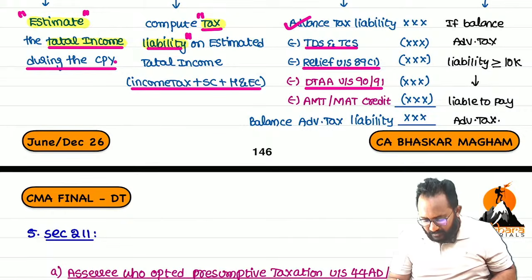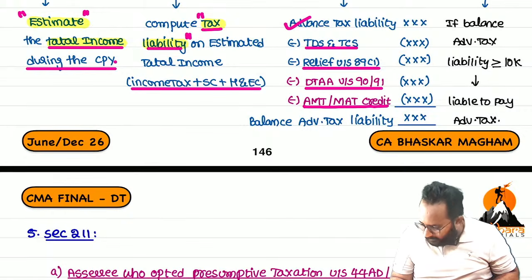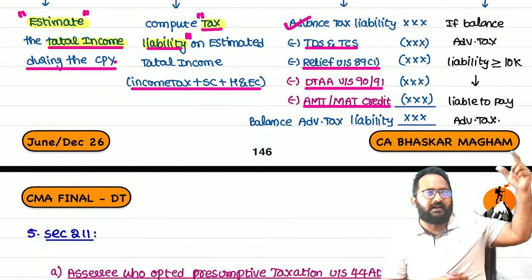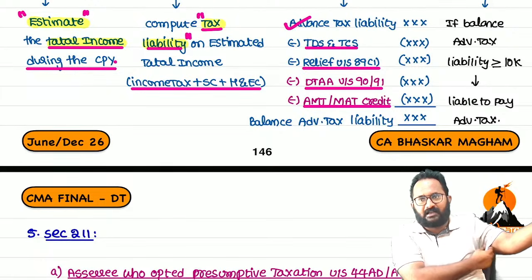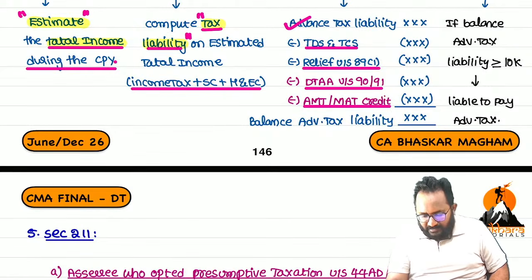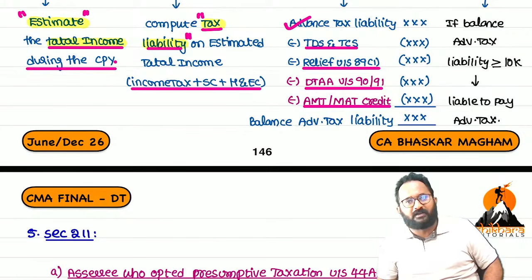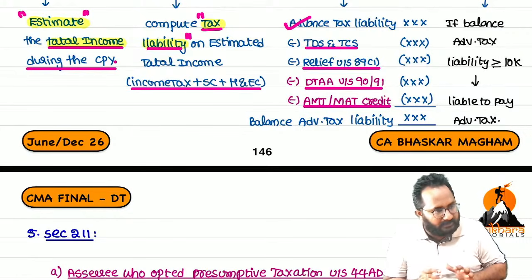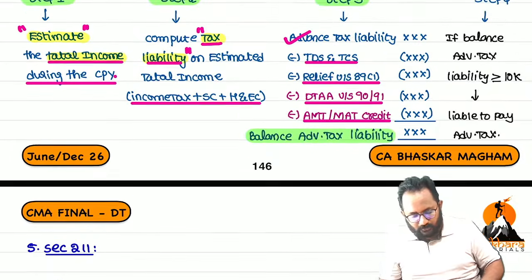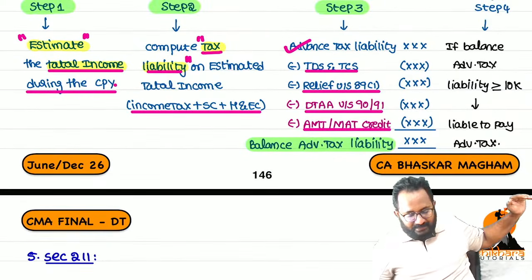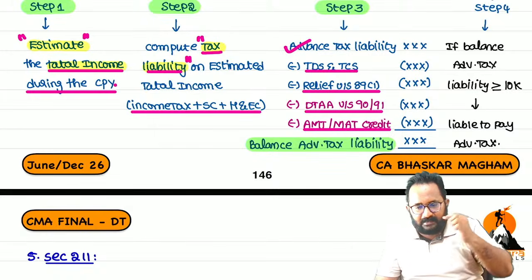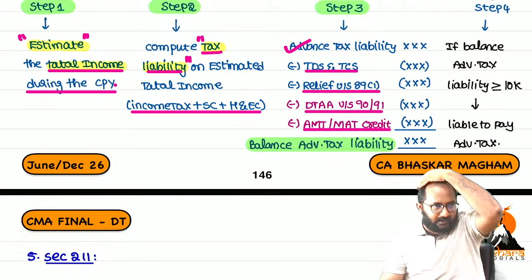In the assessment of various entities, we discussed these two types of credits. If you are going to pay tax under normal provisions, and if any AMT credit or MAT credit is there, we can reduce it from the tax liability. How many years can this credit be carried forward and set off? 15 years. So after removing all these, we can call this the balance advance tax liability. Remember what credits we can get: TDS, TCS, relief under section 89(1), DTAA under sections 90 and 91, AMT credit, MAT credit.